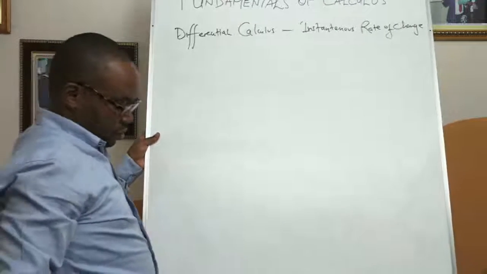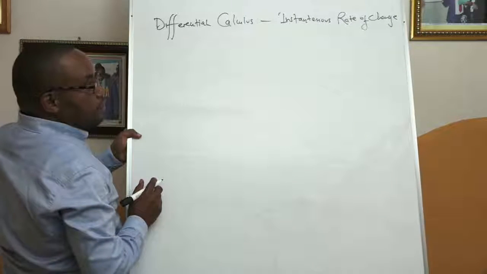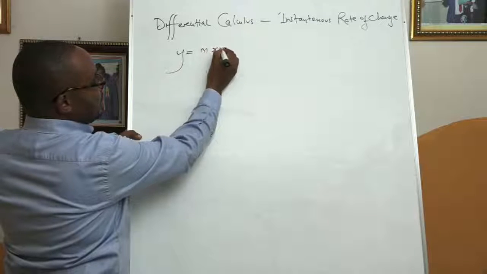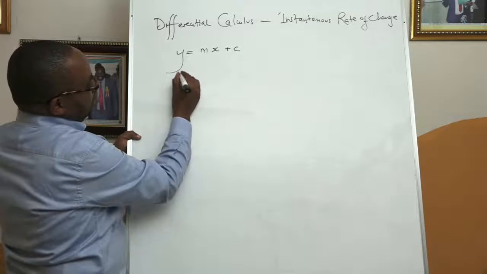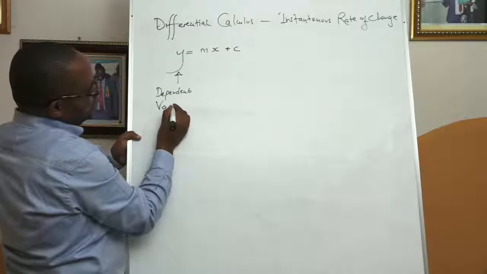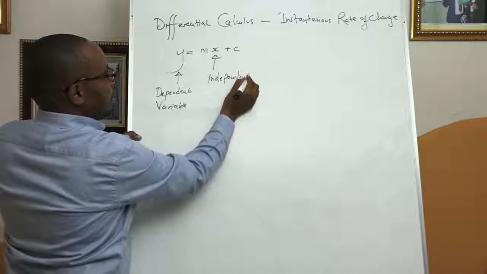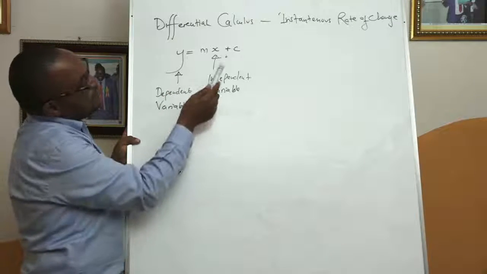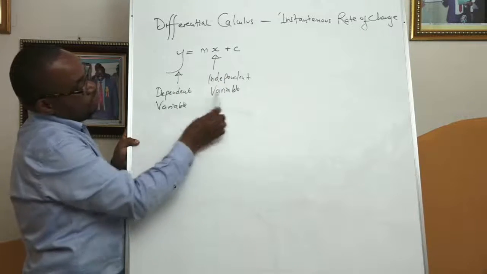Instantaneous rate of change. Remember, when we say y is equal to mx plus c, in this algebra equation, this is the dependent variable, this is the independent variable. Dependent variable means the value of y depends on the value of x. When x changes, y changes. X is independent, y is dependent on x.